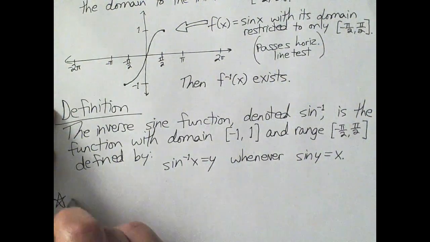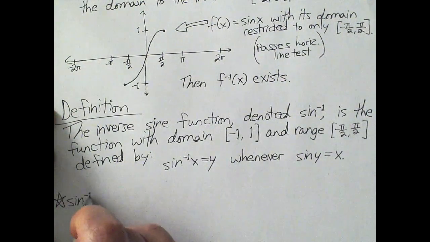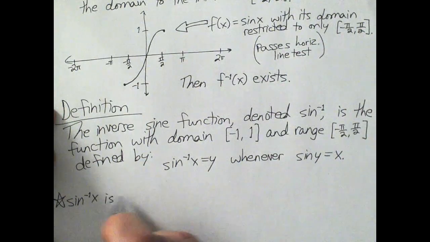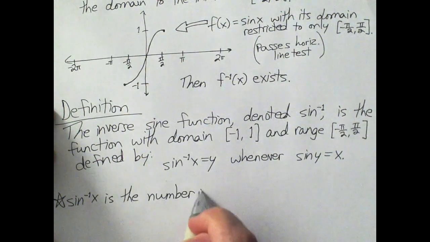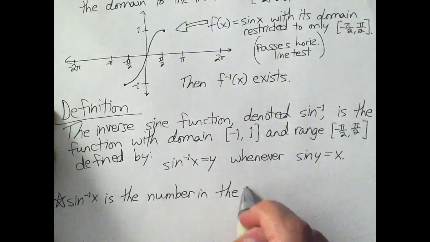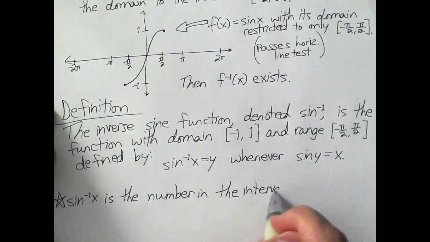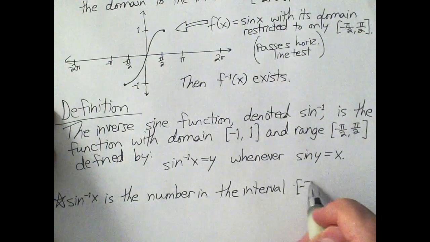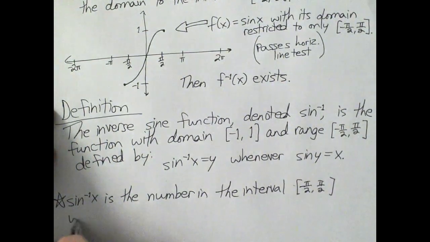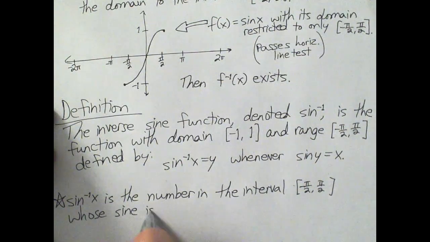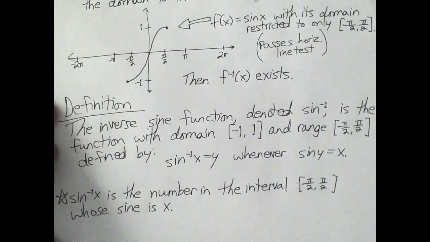Underneath, I'm going to write: inverse sine of x is the number in the interval -π/2 to π/2 whose sine is x. That's what we're getting at.